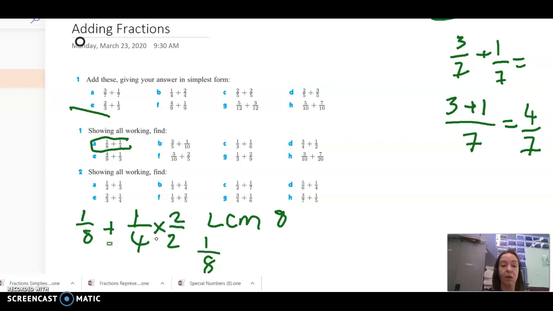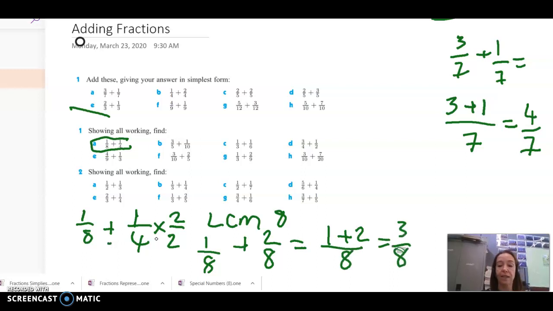Good, I need to times it by 2. Remember, we multiply by 1 altogether, so that's going to give me 1 times 2 is 2, and 4 times 2 is 8. So altogether, I have 1 plus 2 over 8, which gives me 3/8. And that is how we add our fractions with different denominators.